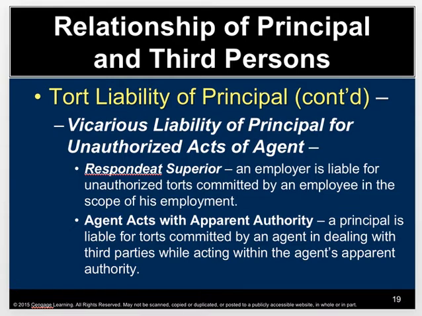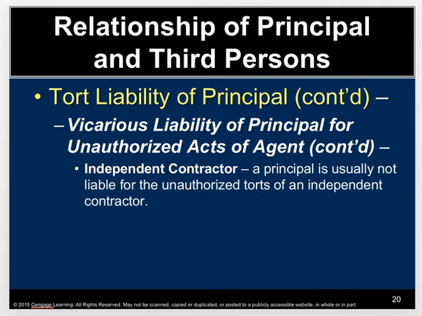What about when agents act with apparent authority? A principal is liable for the torts committed by an agent in dealing with third parties while acting within the agent's apparent authority. Again, this is that situation where you do not have express authority, but you've always acted as my agent. I know that you act as my agent. I've never said anything. So you have apparent authority to act on my behalf. Or that could also happen when I terminate you as my agent. I tell you you are no longer my agent, but I don't notify third parties. So those third parties that are used to dealing with you believe that you have the authority, which is apparent authority. So in those situations, the principal is liable for the torts that the agent commits.